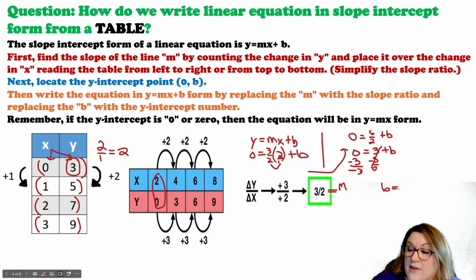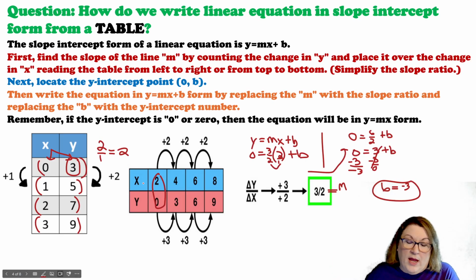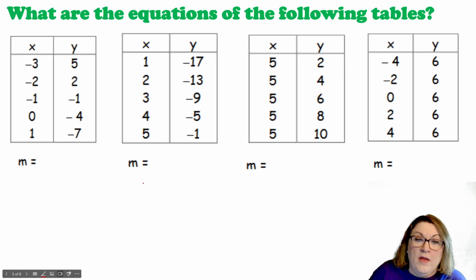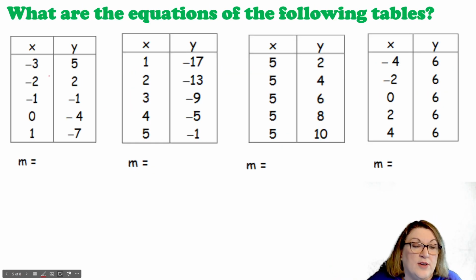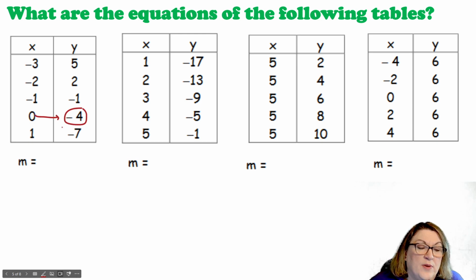So there is a way to find the b if they don't give it to you by giving you the point 0, b. Okay, here's some tables. Let's practice this. First of all, let's identify our b. Well, here's our b. Whenever the x is 0, the y that's with it is the b. So I know my b is -4.